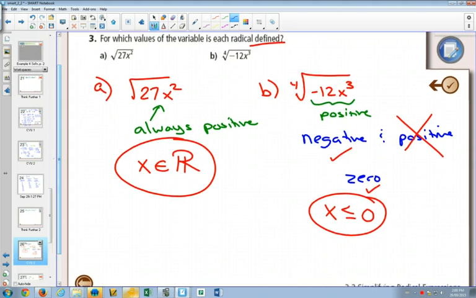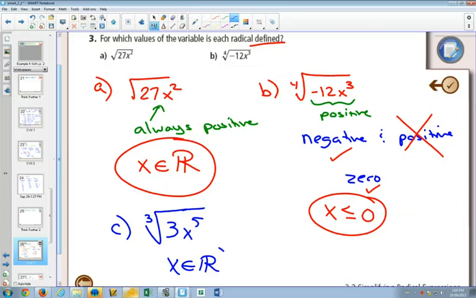I'll add a part C here. If you have an odd numbered radical, like a cube root or a fifth root, you can automatically say right away that it is always defined. The problem with definition only happens when you take square roots, fourth roots, or even roots, because you can't take an even root of a negative number.